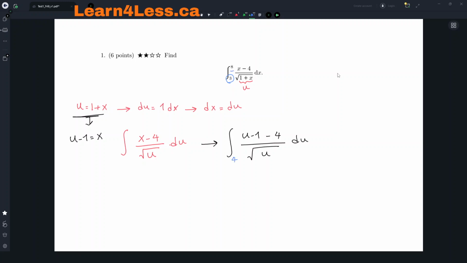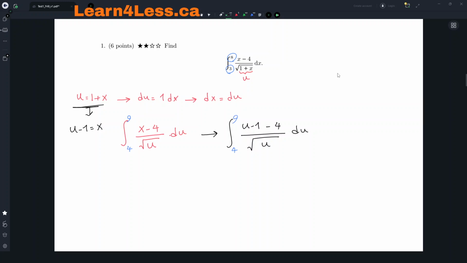And same for the upper bound. Upper bound here, 8 plus 1 is 8. 8 plus 1 is 9, sorry. So the upper bound would be 9. So these are the new bounds that we have, so we can just put it here as well. Or again, we can keep it as u and at the end, in the final answer, we bring it back in terms of x.